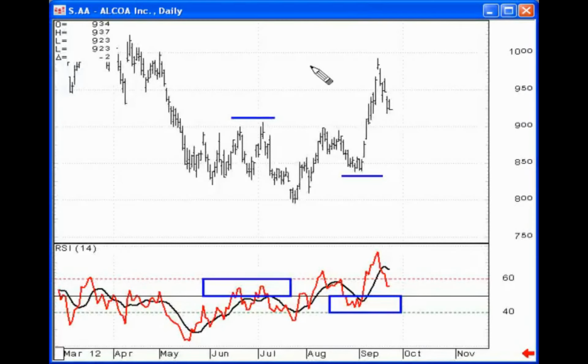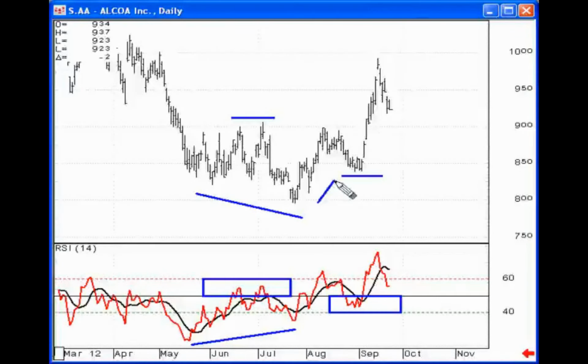Here's the first one, Alcoa, ticker symbol AA, and what you'll see over here to the left is a downtrending market. This was clearly a counter-trend price move right here, but notice the momentum signature provided by RSI. RSI traveled into that 50-60 area and turned to the downside. Then we have a very nicely marked divergence between RSI and price.